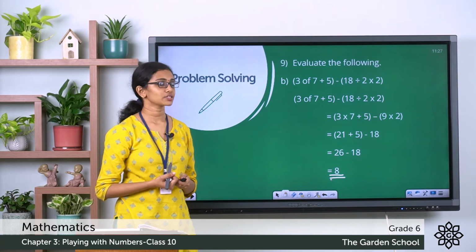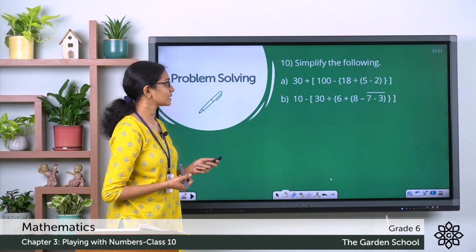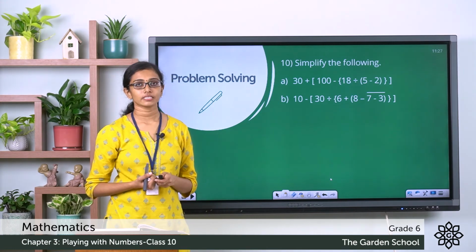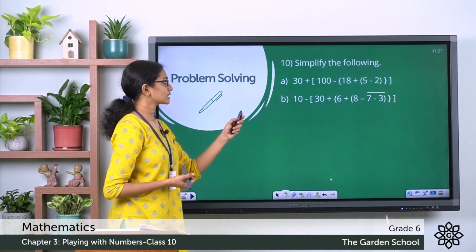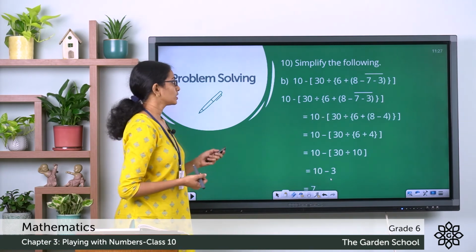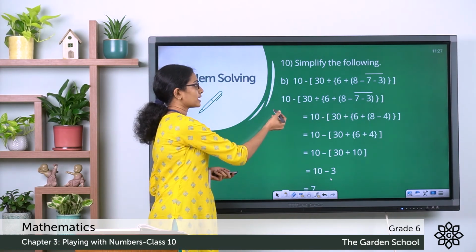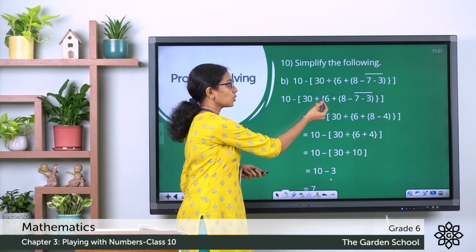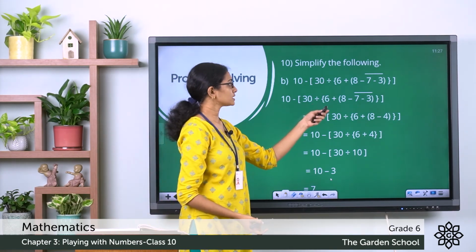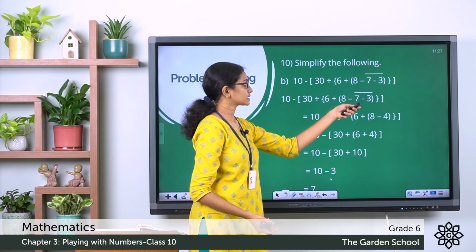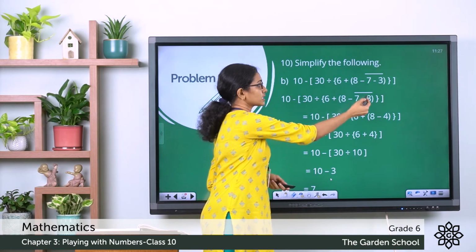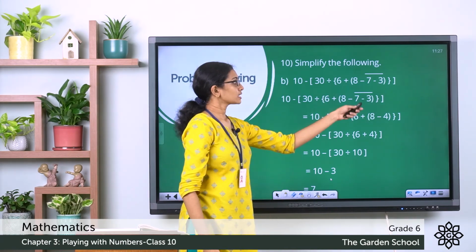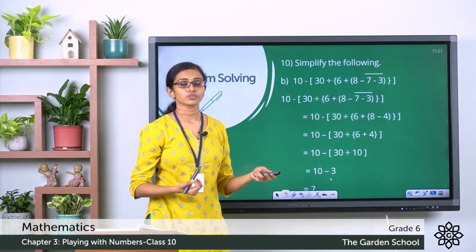So I hope this is clear to you. We'll see the next question. Simplify the following. Here also you have got two mathematical statements. We'll discuss the statement B. So in statement B, you have got 10 minus, within square brackets, 30 divided by, within curly brackets, 6 plus 8 minus 7 minus 3, and you have got simple brackets here and a line bracket here. Then the curly bracket and the square bracket also closes.